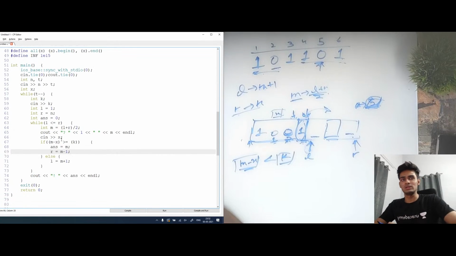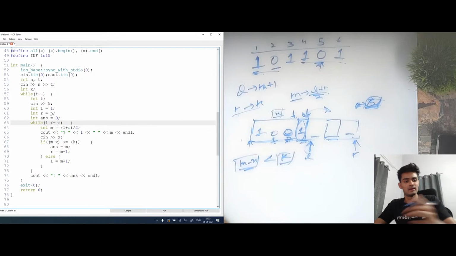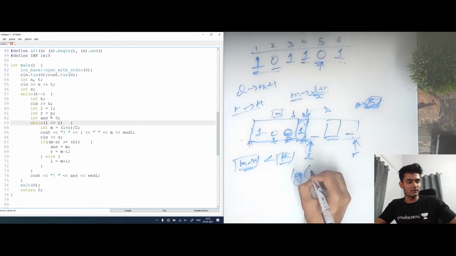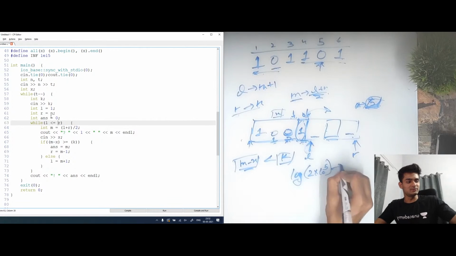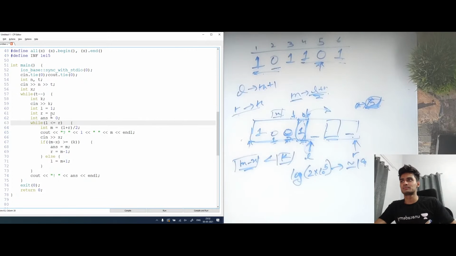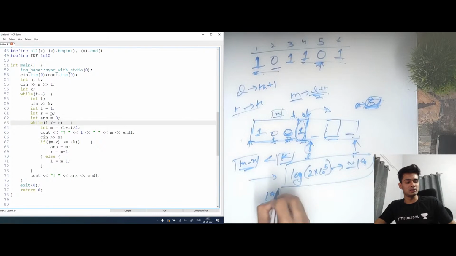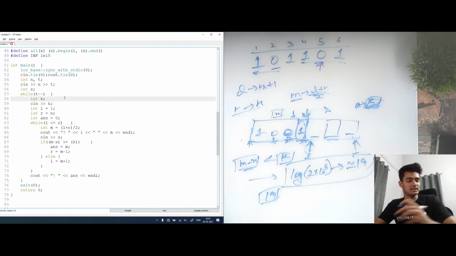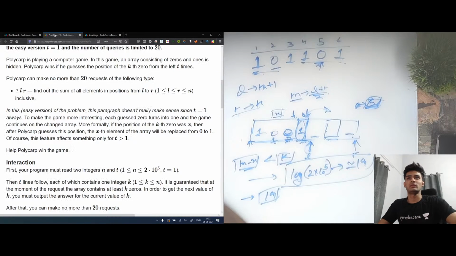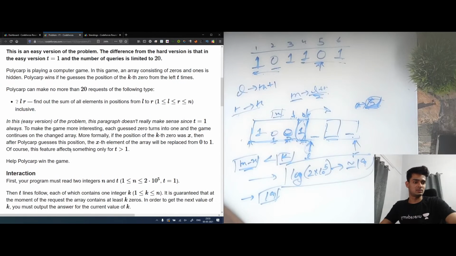Now, the reason why the queries work is that in binary search the complexity is log n, so this while loop is going to run at most log n times, and n here is actually R only. We know that n was 2 into 10 to the power 5. The log of this value comes to somewhere around 19. So for every test case, we'll have at most 19 queries. And in the question, it is mentioned that we can have at most 20 queries. So that is why this solution works.